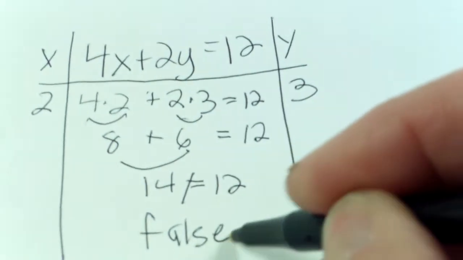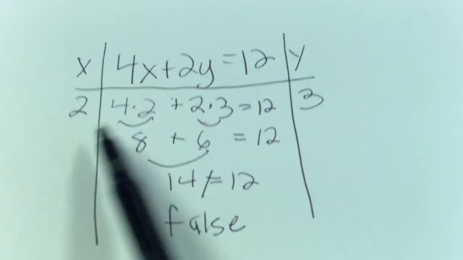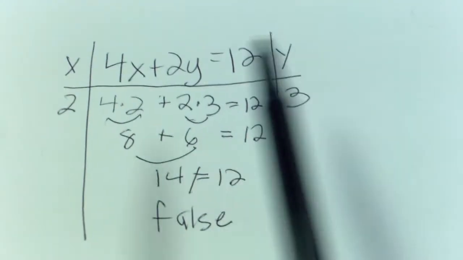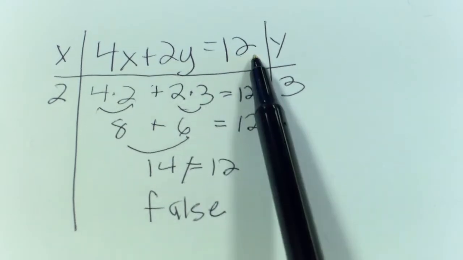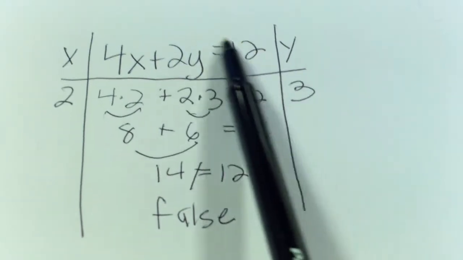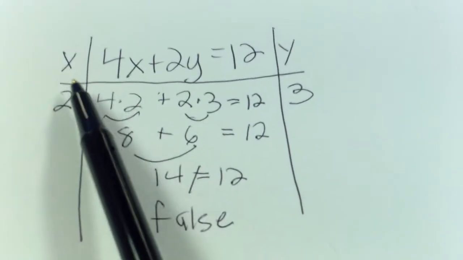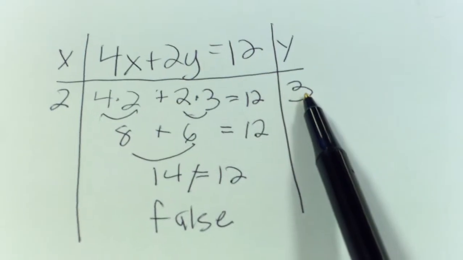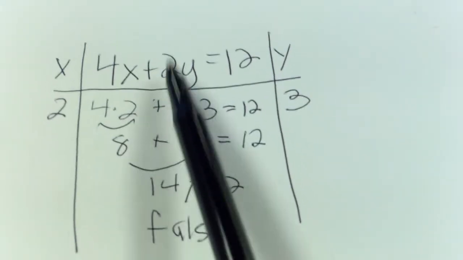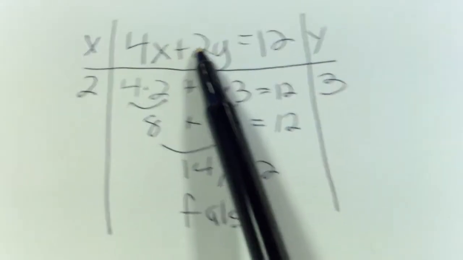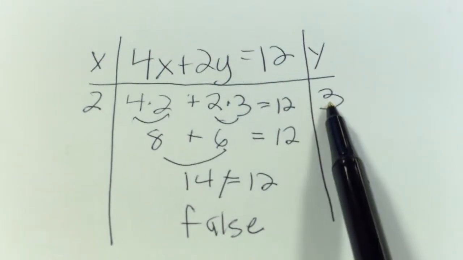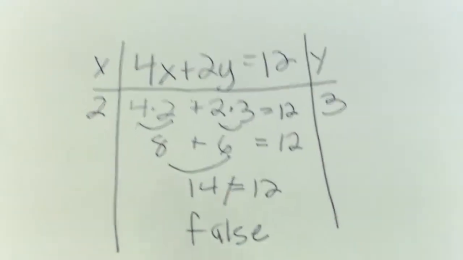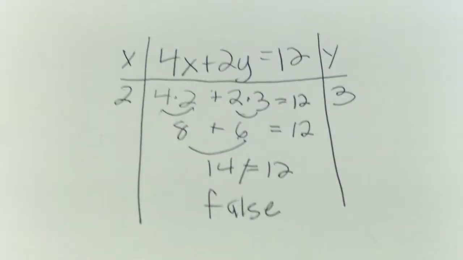So what that tells me is when x is 2 and y is 3, it does not make this equation true. It does not satisfy this equation. So this point 2, 3 will absolutely not be on the graph of this equation because it doesn't make it true. If it can't make it true, then it can't be on the line. Neener, neener, neener. Number 3.